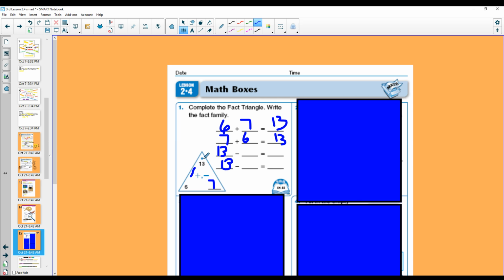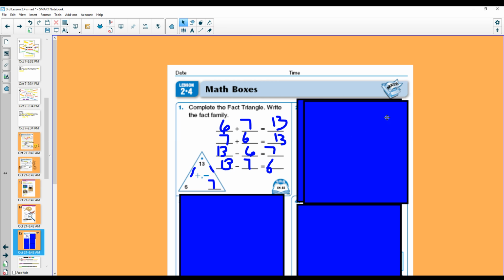All right, now remember when you're doing your takeaway facts, the 13 is the biggest number. So if you look here, we're going 13 take away 6 equals 7. Then we're going the opposite way down there, 13 minus 7 equals 6. It's a little bit different than the turnaround fact. It doesn't work the same. All right, let's move on to number 2.